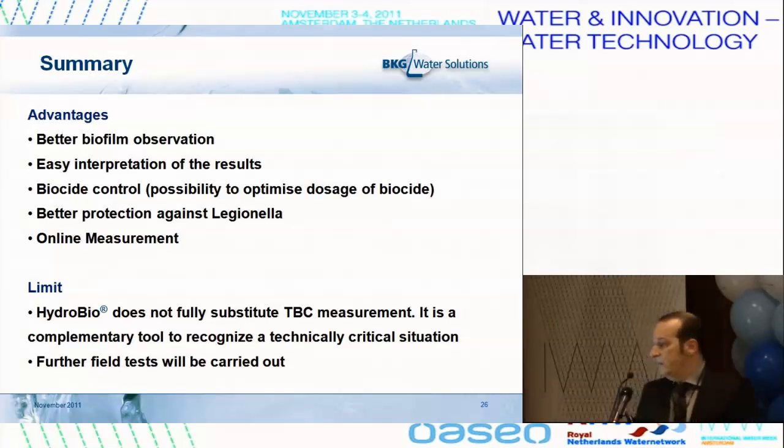So advantages here: you have a biofilm observation online, and easy interpretation of the results because you have a curve. So if it's increasing, your biofilm is increasing. You can optimize the dosage of the biocide because immediately when you dose the biocide, the biofilm goes down. You have a better protection against Legionella. Also here, we have to say that, again, it's just a complementary value that you get. It's not meant to completely stop measuring the total bacterial count. Further field tests we are doing right now to know more about the limits of this monitor.